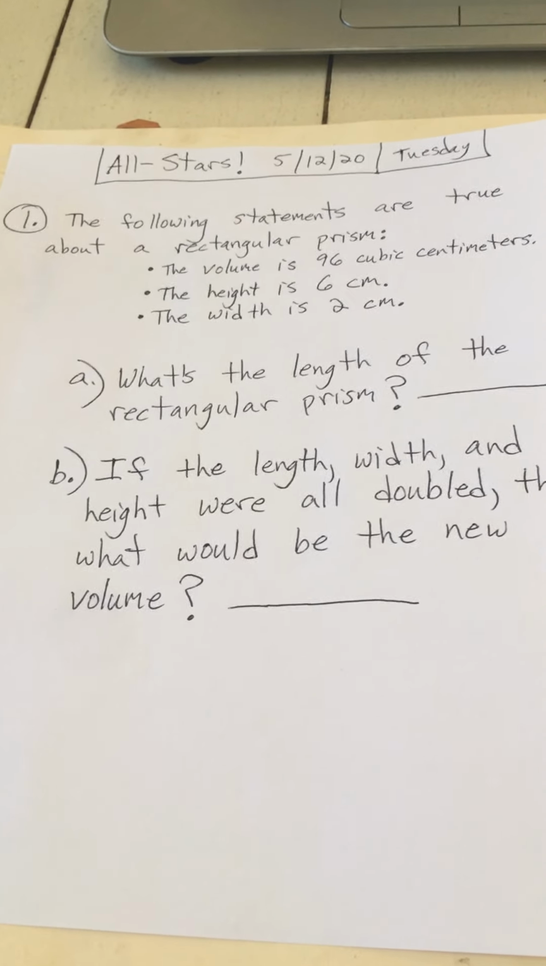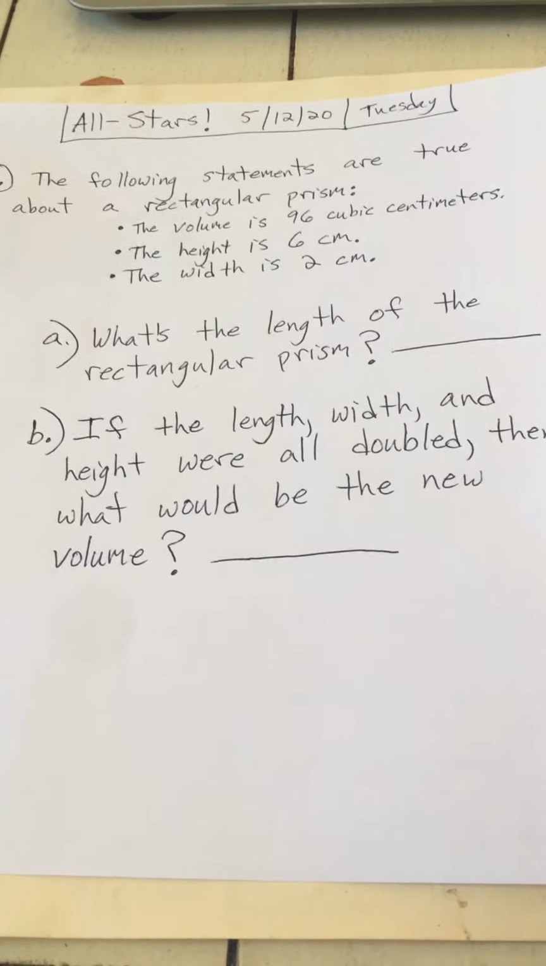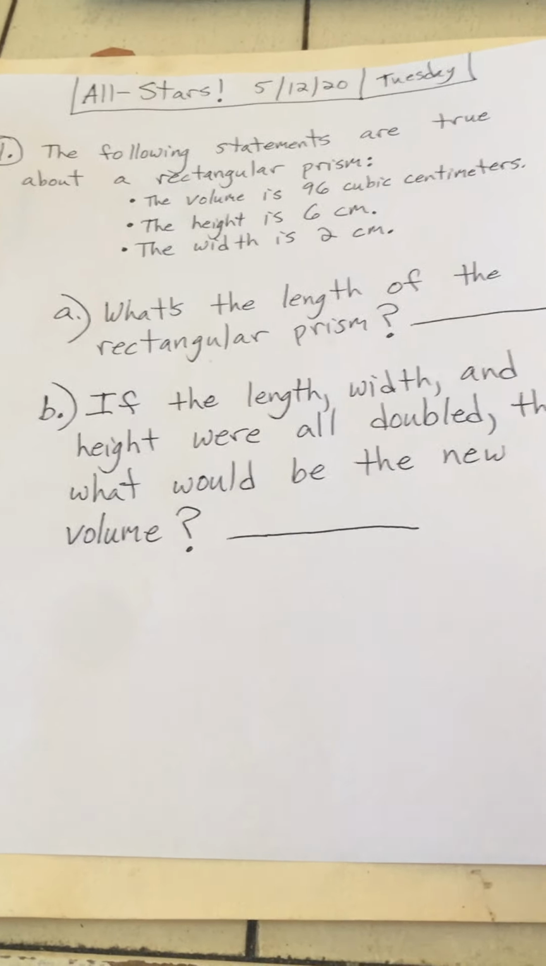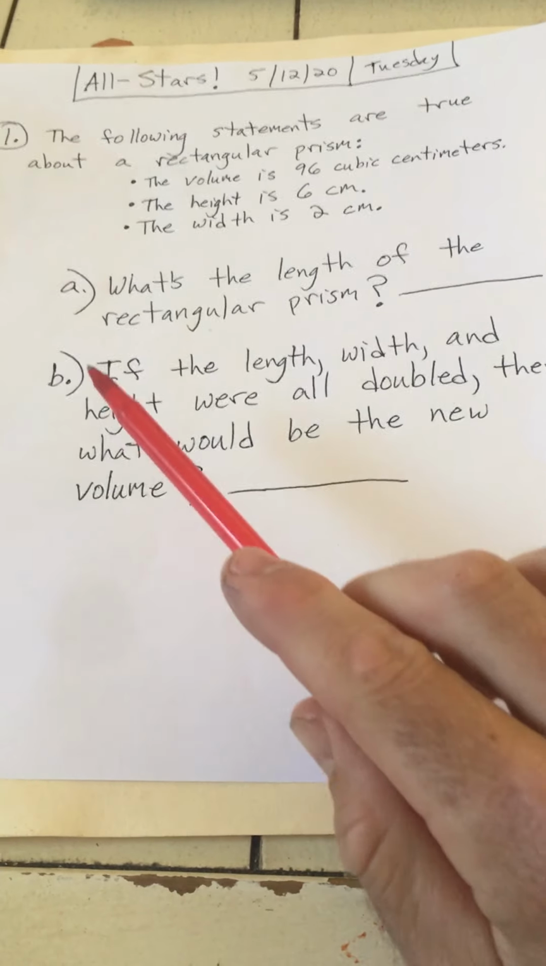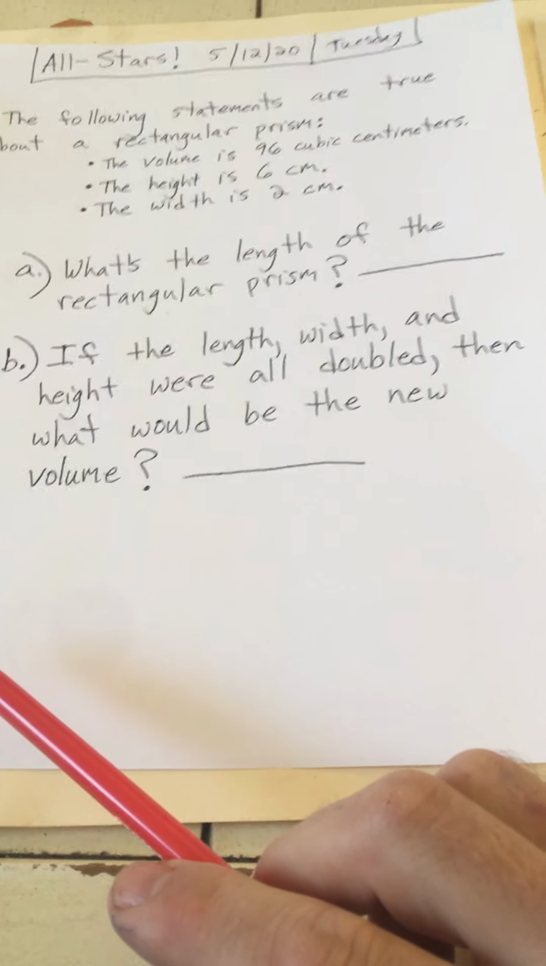It says, number 1, the following statements are true about a rectangular prism. The volume is 96 cubic centimeters. The height is 6 centimeters. The width is 2 centimeters. Part A says, what's the length of the rectangular prism? And part B says, if the length, width, and height were all doubled, then what would be the new volume?